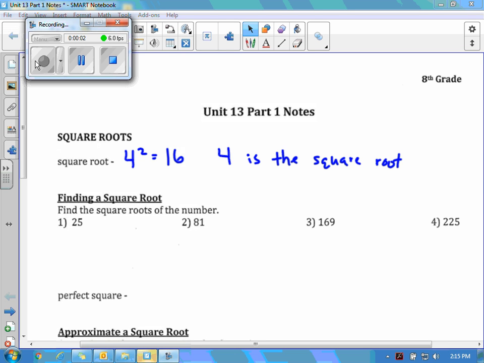All right, eighth graders, in Unit 13, we're going to be looking at square roots. So what they are, how to find them. In Part 2, we'll look at simplifying square roots. Part 3, we'll look at rational numbers. So let's start with the definition.